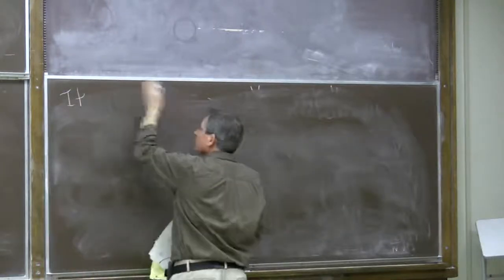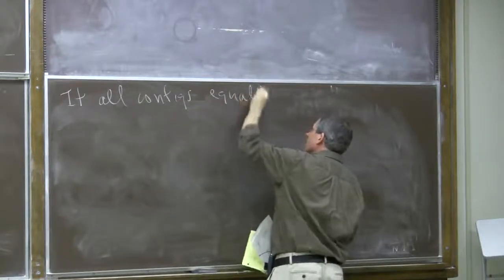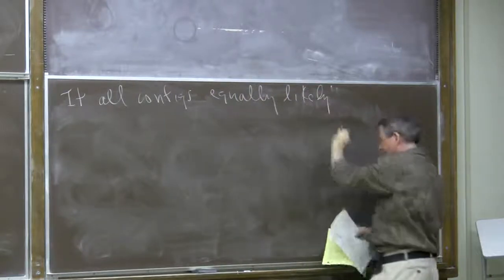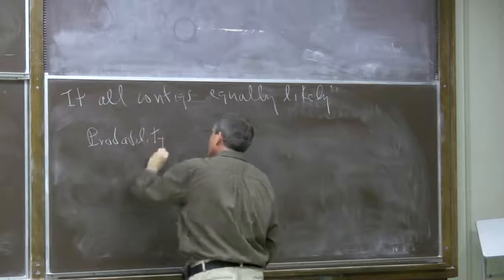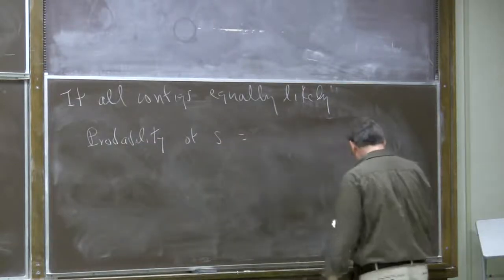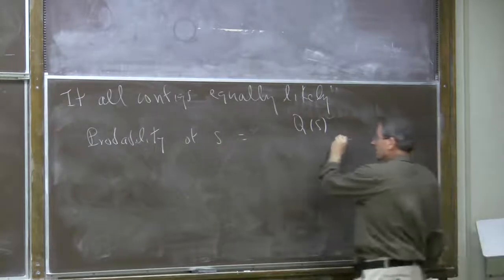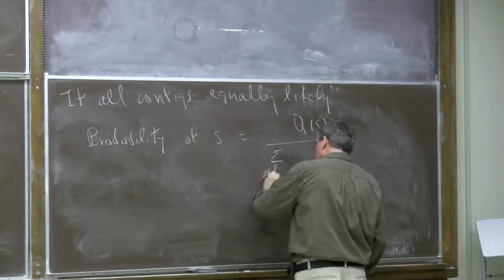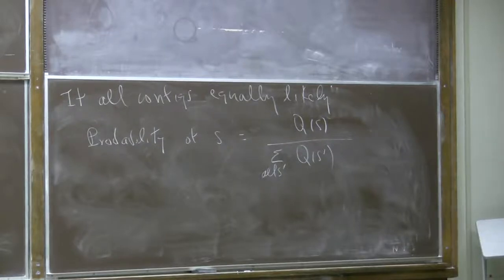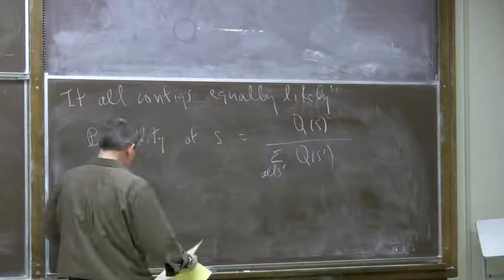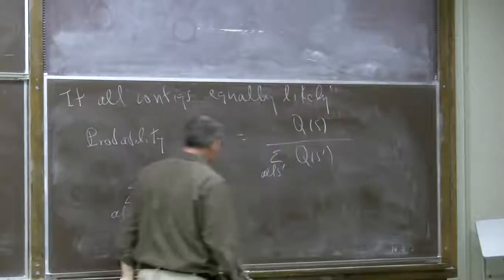So if all configurations are considered to be equally likely, which we assume to be the case, then I can speak of the probability of our random variable taking the value s. I just have to take Q of s, which counts the configurations for which the random variable has that value, divided by a normalization factor, which is the sum over all values of Q of s prime. So with that normalization, the probability, as it should, obeys the rule that when I sum over all values of s, the probability of s is equal to 1. The probabilities sum up to unity.